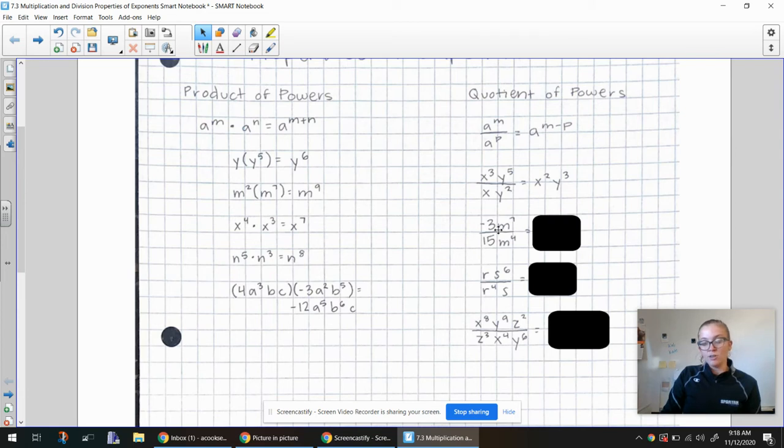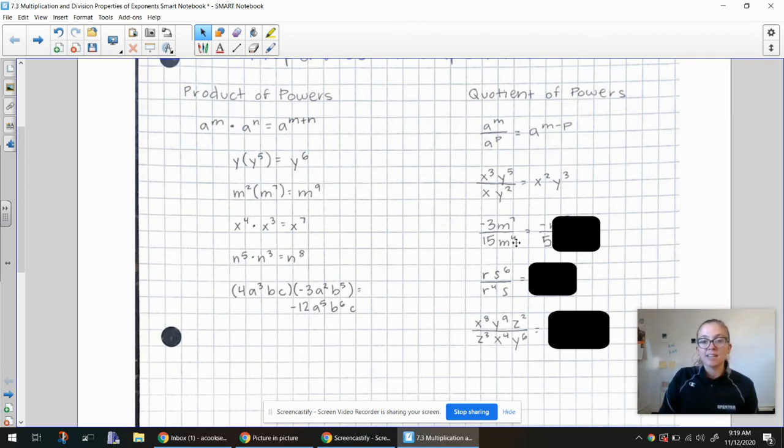Negative 3m to the 7th over 15m to the 4th. Well, first we need to simplify these coefficients. Negative 3 over 15, negative 3 and 15 both divide by 3. So negative 3 divided by 3 is 1, and 15 divided by 3 is 5. So I'm not going to write out that 1 because it's unnecessary. Anything multiplied by 1 is itself, but then I'm going to write the 5 on the bottom. So I have negative 1 over 5 for my coefficients. All I did there was simplify my fraction. Negative 3/15 is equivalent to negative 1/5 because I divided the numerator and the denominator by 3.